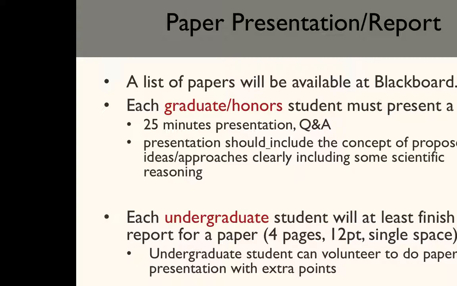Each graduate student or honor student who wants to do an honors contract has to present a paper. It will be a 25 minute paper presentation and question and answers. I will send out guidelines before your presentation. For everyone else, you have to at least finish a paper report. You need to choose one paper, read the paper, and write a report. But for undergraduate students, if you volunteer to do a paper presentation, you can receive some extra points.